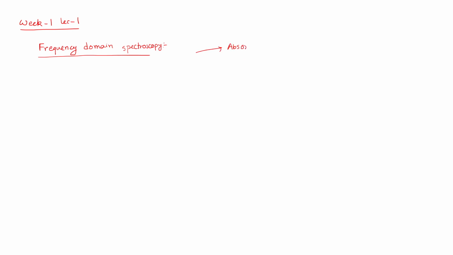Absorption and emission spectroscopy. There are multiple kinds of spectroscopy, but these two are electronic spectroscopy. Okay, electronic spectroscopy. From absorption, you already know there is something called the Beer-Lambert law.